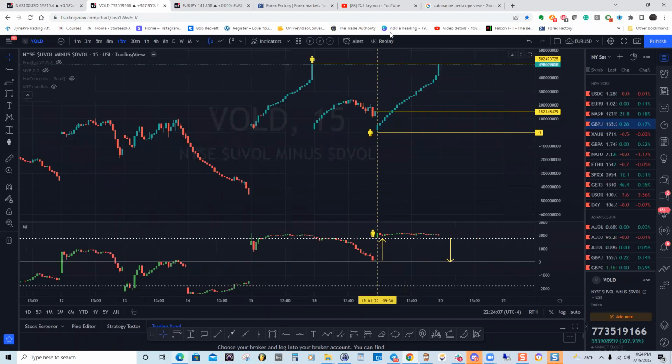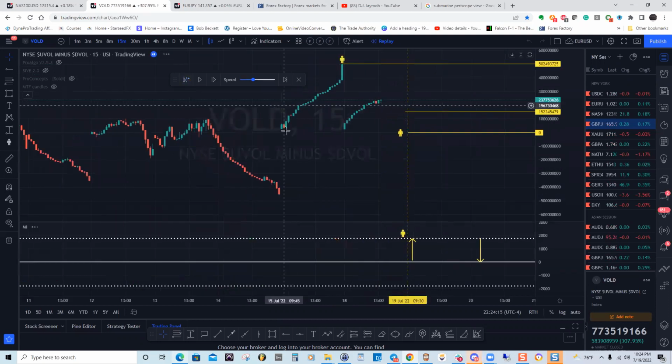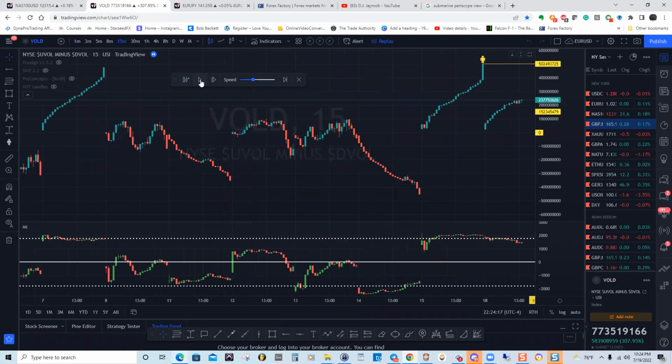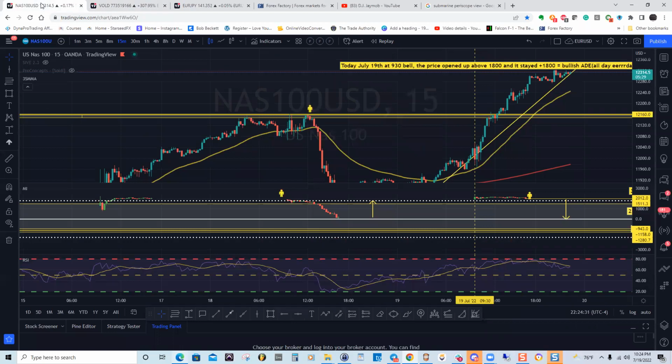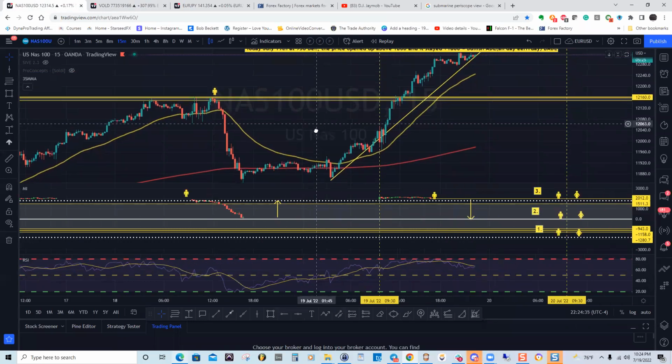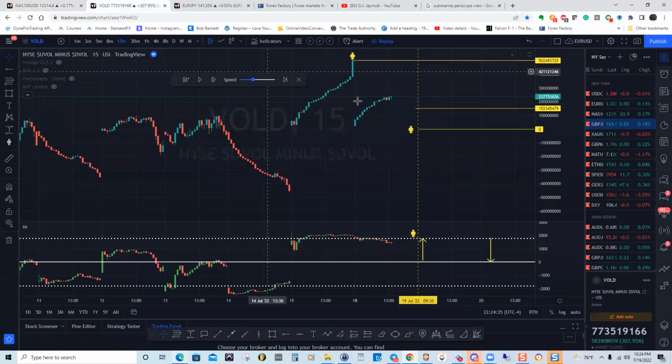All right, so I'm gonna go back to replay. How do we use VOLD and ADD with what we do? If VOLD is going up and ADD is, like, how do you use VOLD with NAS or GJ? Well, that's what I'm saying. What you see right here is what happened with NAS, right? So this is the reason why NAS was bullish. It's because of this price action here.